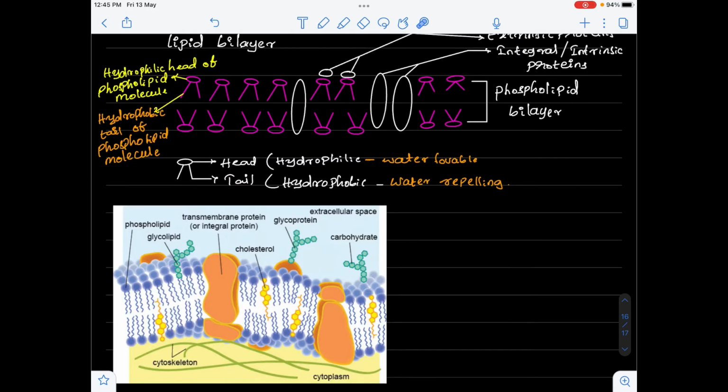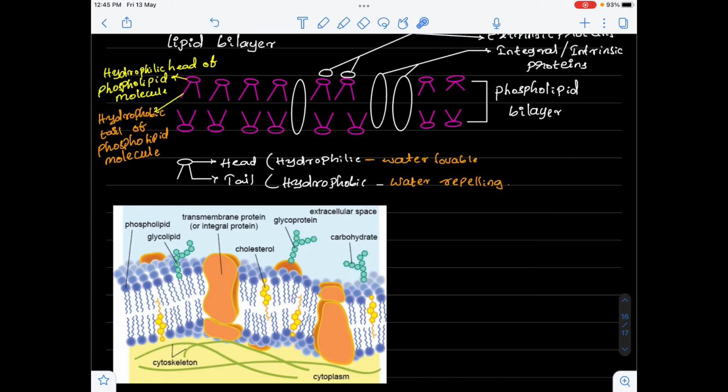Now let me show you the structure of the plasma membrane diagram here. This is the diagram which I have made, a rough diagram. Now see, here is the structure of the plasma membrane, how the phospholipid molecules are arranged in two layers. This is one layer of phospholipid molecules and this is another layer. This is why these two are called phospholipid bilayers. Between these two layers, the integral proteins and the surface proteins, extrinsic proteins, are present.